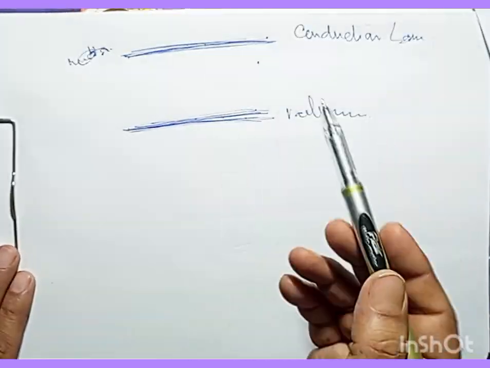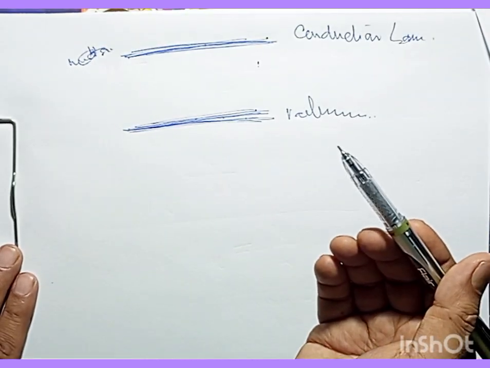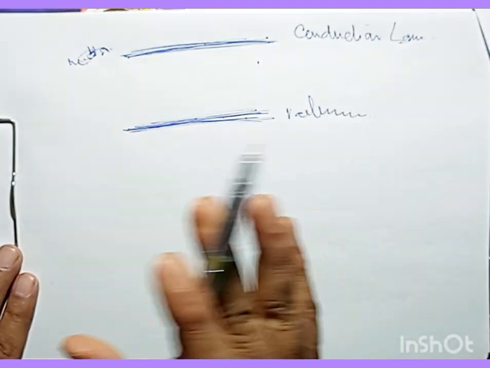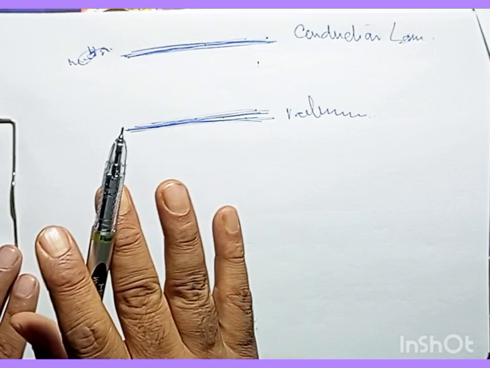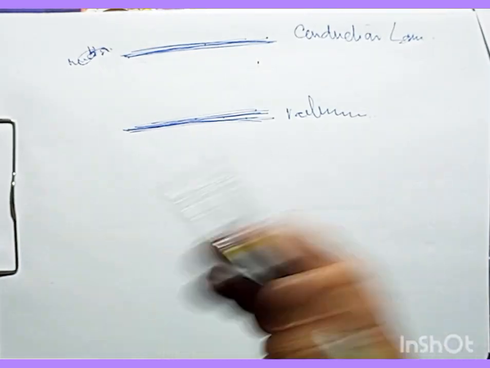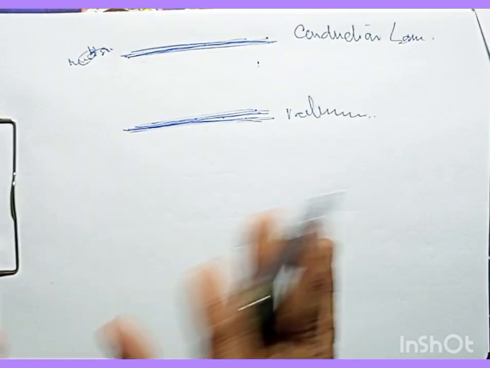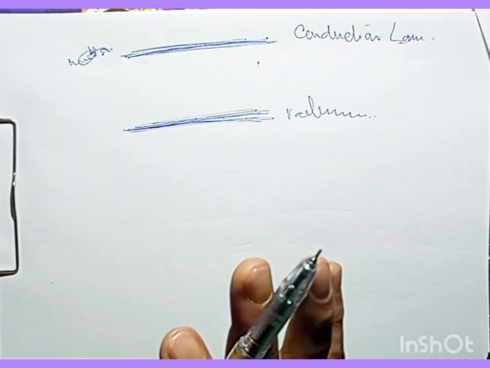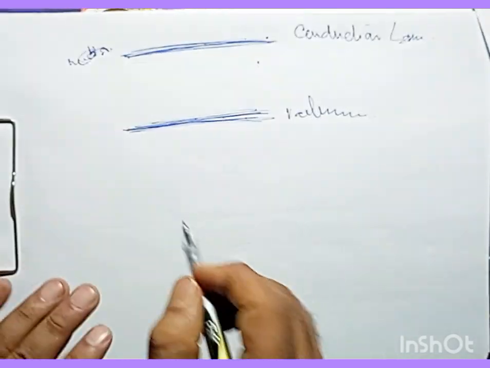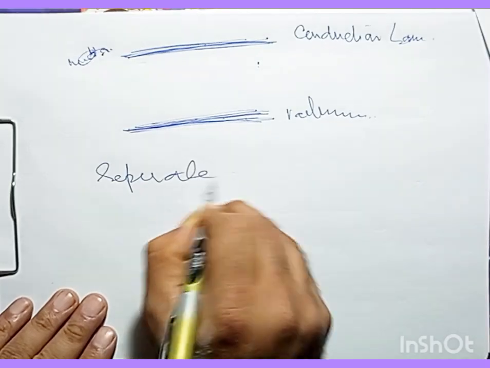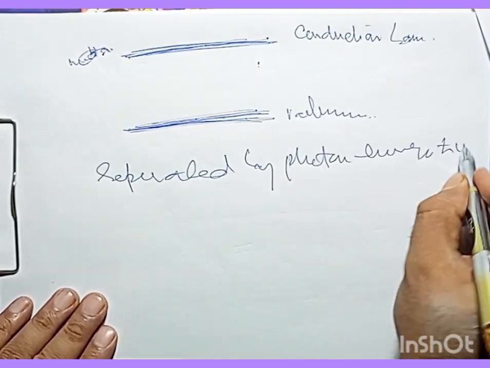Now, if the transitions of interest are between a continuum of initial states and a continuum of final states, then this Fermi golden rule must be interpreted in terms of a joint density of states, where the initial and the final states are separated by the photon energy h cross omega, inducing the transition.